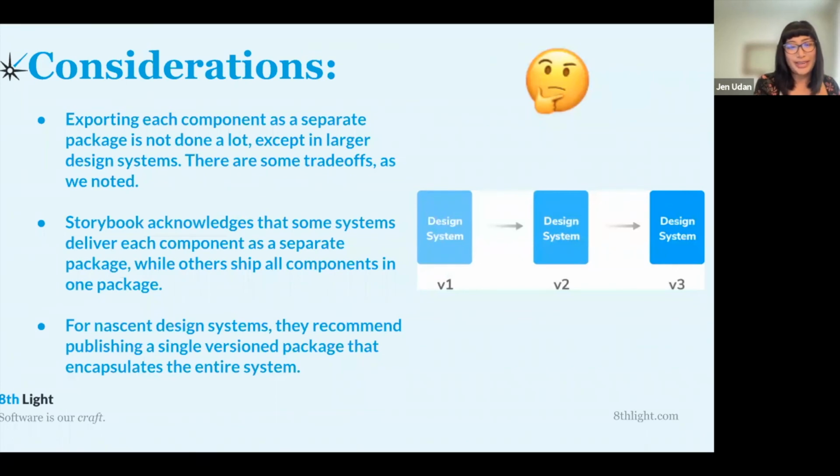It shows you that your entire design system gets shipped as a single package, and then you can iterate on that over time. There are different versions of that whole library. That is not what we did on this project. It would have drastically simplified things for us, but we decided to go a different route. For nascent design systems, they recommend publishing a single version package, like I said, that encapsulates the entire system.